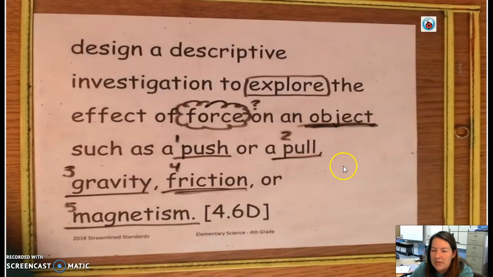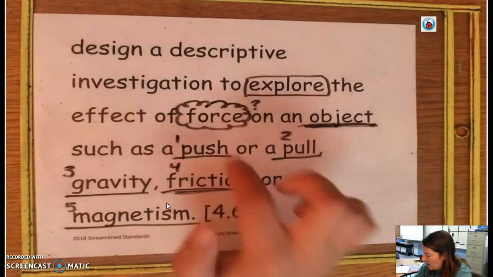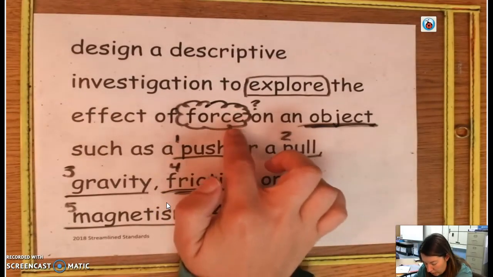So you're going to have a discussion question after this video on the next page where you're going to be talking about different pushes and pulls you do all throughout the day. I want you to take a vote on which one you think is more important, a push or a pull, and how many you do throughout the day. We will talk about gravity and magnetism as well as we go throughout our unit. So these are all different types of forces.